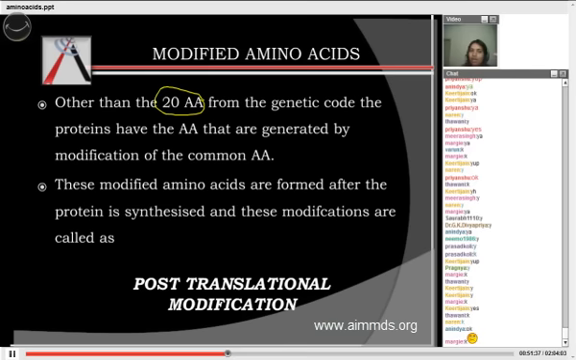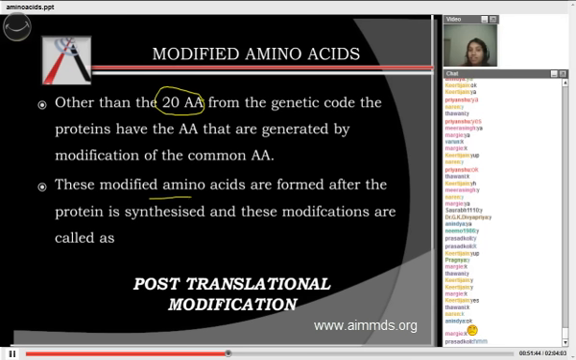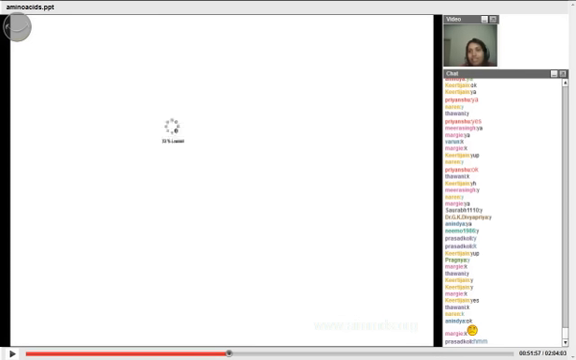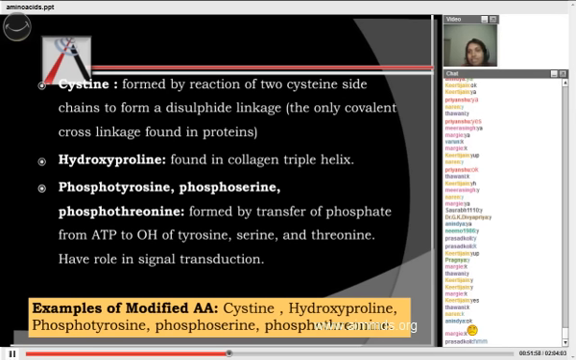which are coded by our DNA, there are certain more amino acids that are generated by modification of the basic 20 amino acids. These modified amino acids are formed after the protein is synthesized, and since these modifications happen after the protein is synthesized, they are called post-translational modifications. And let's see what we have in here. There is a question that usually comes: all of the following are post-translationally modified amino acids except. Okay, so in that we need to know what the post-translationally modified amino acids are.